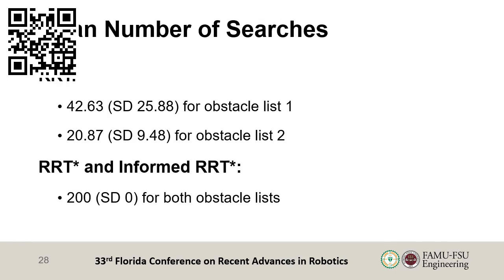taken up by obstacles. For the RRT star and Informed RRT star algorithms, the mean number of searches is equal to 200 because these algorithms continue to select random points in the search tree to improve the path until the maximum number of iterations is reached.